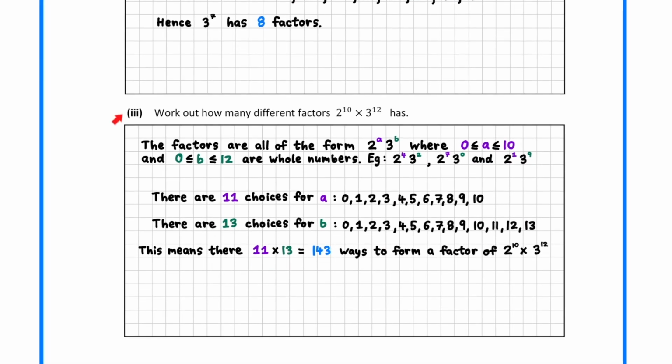In III, we need to determine the number of factors for 2 to the 10 times 3 to the 12. Each factor will be in the form 2 to the a times 3 to the b, where a is an integer between 0 and 10, and b is an integer between 0 and 12. We have 11 choices for a, and 13 choices for b. Hence, there will be 11 times 13 different ways to pair an a value with a b value. This means that we'll have 11 times 13, which is 143, different factors.